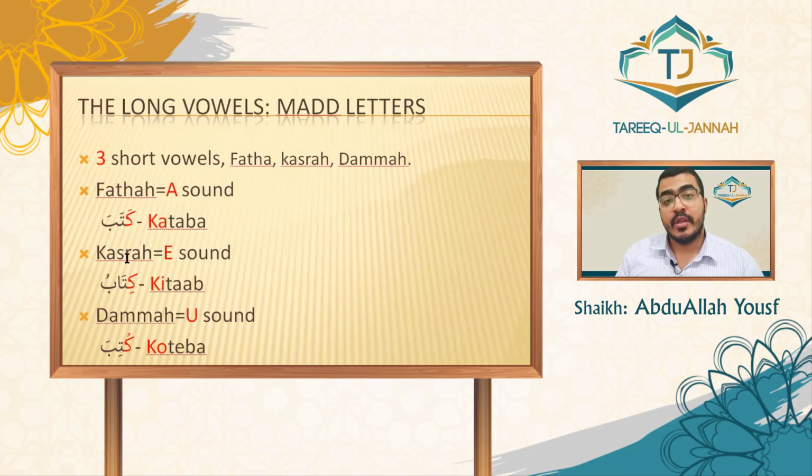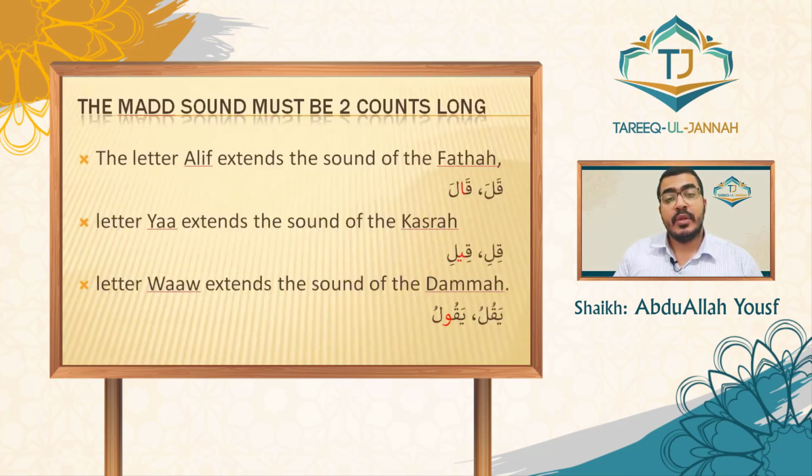Kasra always comes under the letter and it gives it the sound i. Kaf kasra ki, kitab. The last short vowel, which is dhamma, it always comes on top, similar to the fatha, and it gives it the sound u. Kaf dhamma ku, kutiba. Now let's see what happens when a mad letter comes after a short sound.